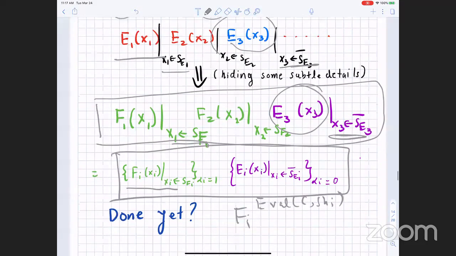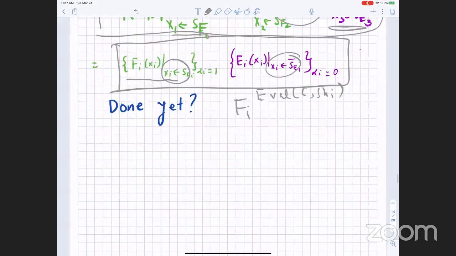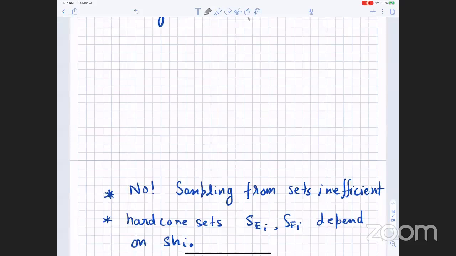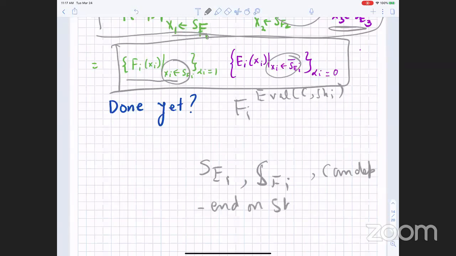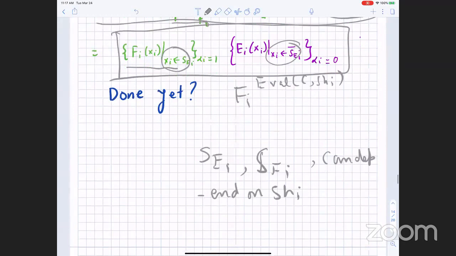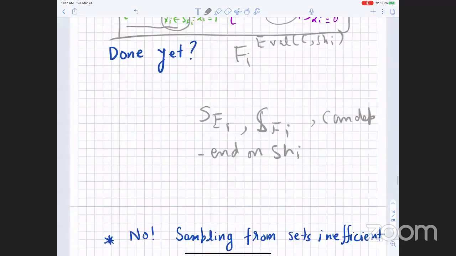The reason is because we are sampling from these crazy sets and they are very inefficient. In fact, there are two problems. The first problem is that it's inefficient to sample from such sets. At the same time, both SEI and SFI can depend on share SHI. So really, everything depends on everything. So how do you make the security reduction go through?